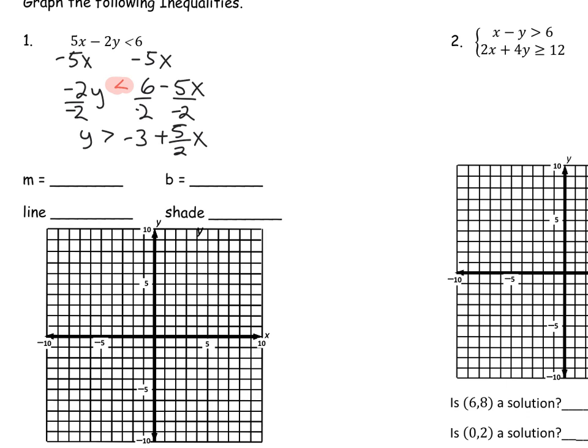Now let's identify the slope, y-intercept, the line, and the shading. The slope for this is going to be 5/2. The y-intercept is the b value, that negative 3. And the line, well, let's look at the symbol. It's a greater than symbol with no line underneath it, so this is going to be a dashed line. And the shading, if we look at our table, says it's going to be above.